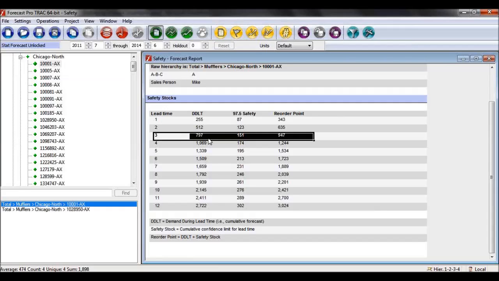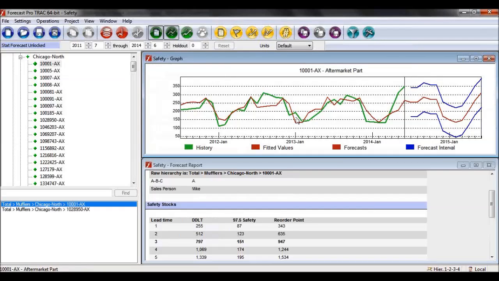Based off the past volatility of my data, and based off of how well I explained that, if I want to be in stock 97.5% of the time, I would need to carry an additional 151 units of inventory, just based off the past variation of my data. And if I were to add up these two numbers, 797 plus 151, gives me a grand total of 947 units. So my reorder point would be 947 units. For an item like this, where the data is fairly smooth and we're doing a fairly decent job of explaining it, our safety stock is fairly low compared to our forecast.